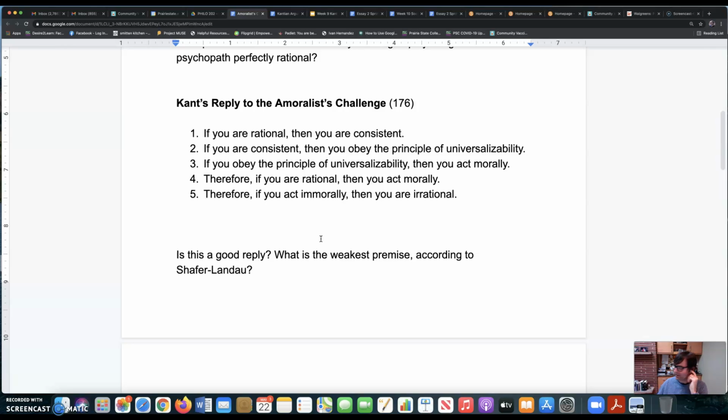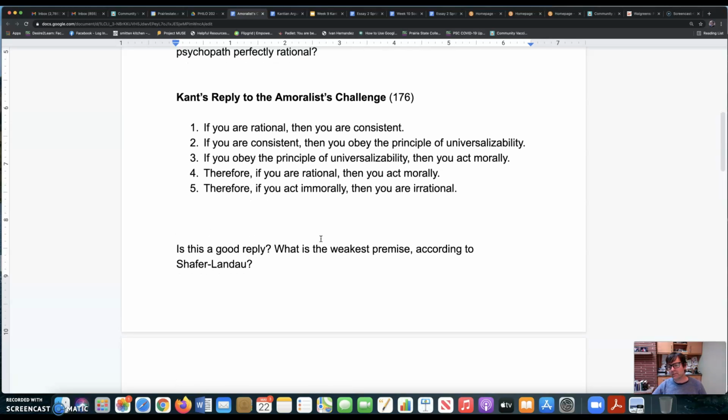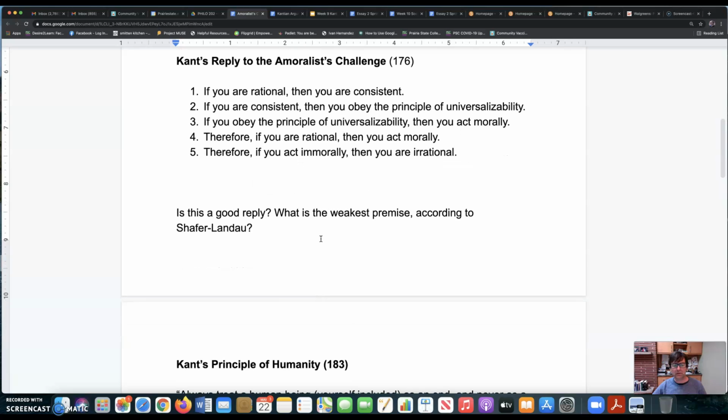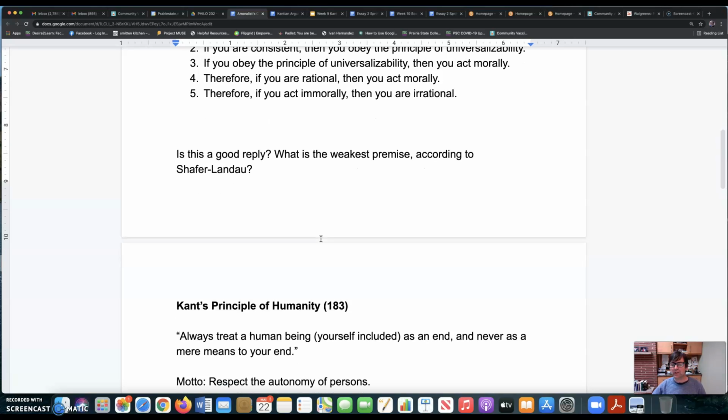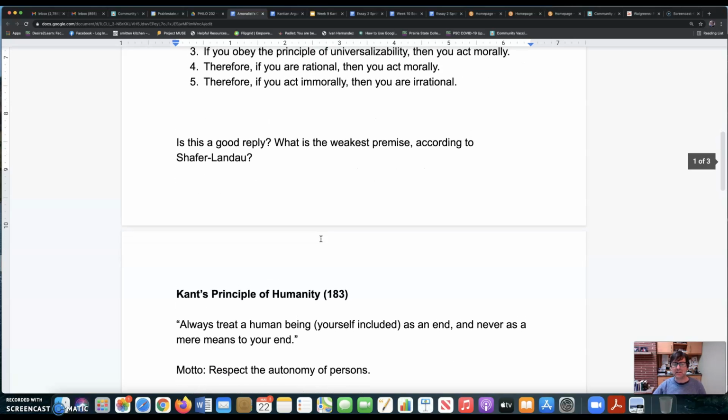The fanatic seems to be acting on a principle that he could also will that should become a universal law, and yet he's not acting morally. He's violating his moral duty in some way. At least that's the point that Schaefer-Landau makes. And so this motivates the Kantian concern for humanity and the principle of humanity. Always treat a human being, yourself included, as an end and never as a mere means to your end.